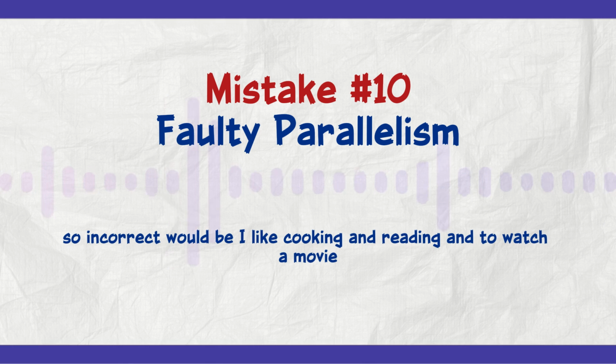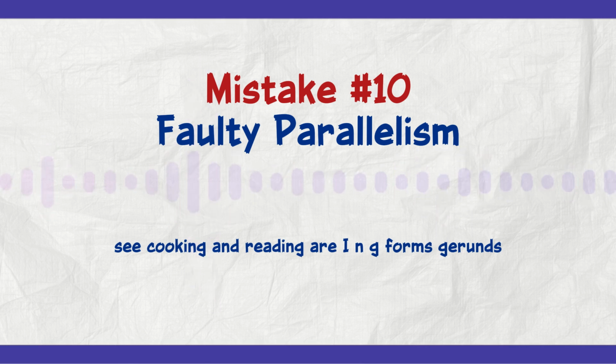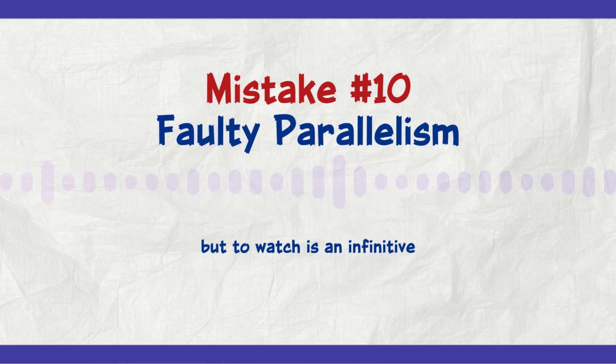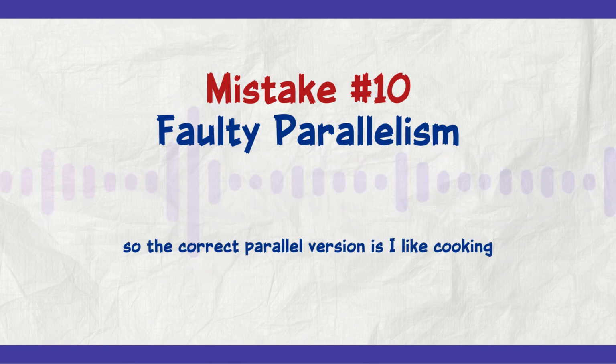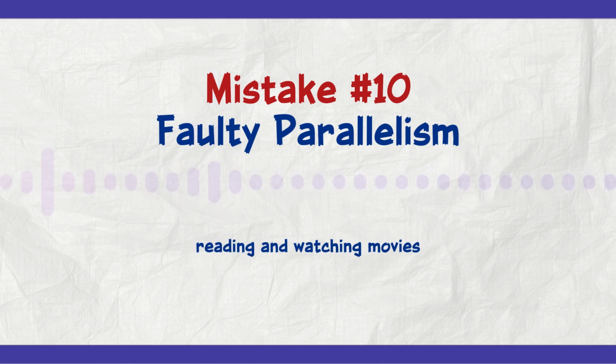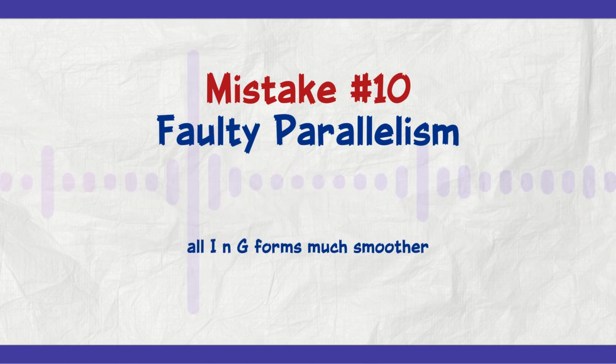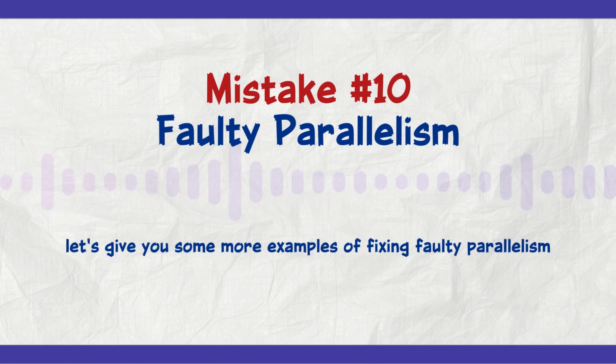So, incorrect would be, I like cooking and reading and to watch a movie. See? Cooking and reading are ing forms, gerunds, but to watch is an infinitive. It breaks the pattern. So the correct parallel version is, I like cooking, reading, and watching movies. All ing forms. Much smoother.